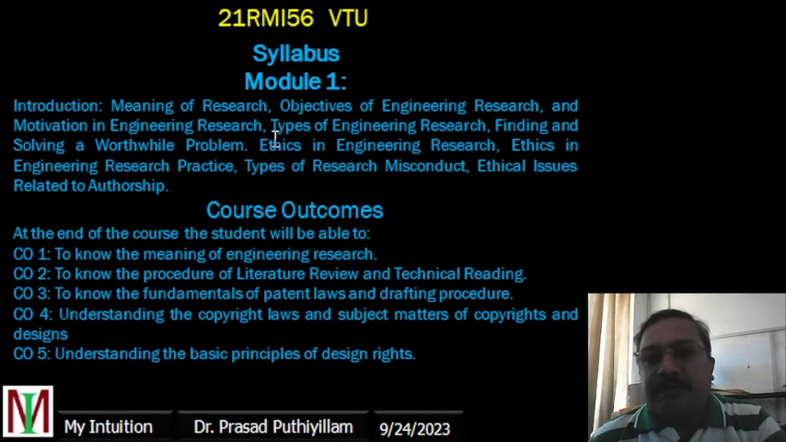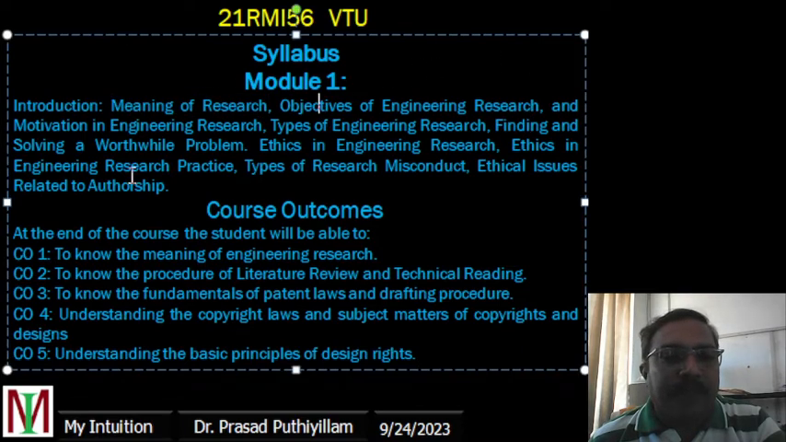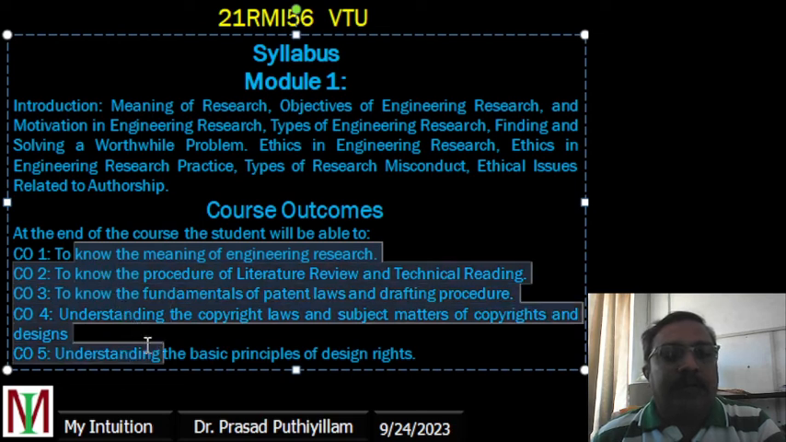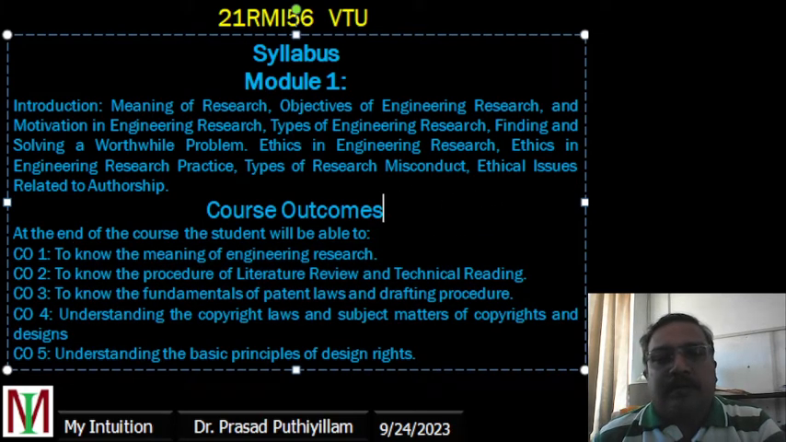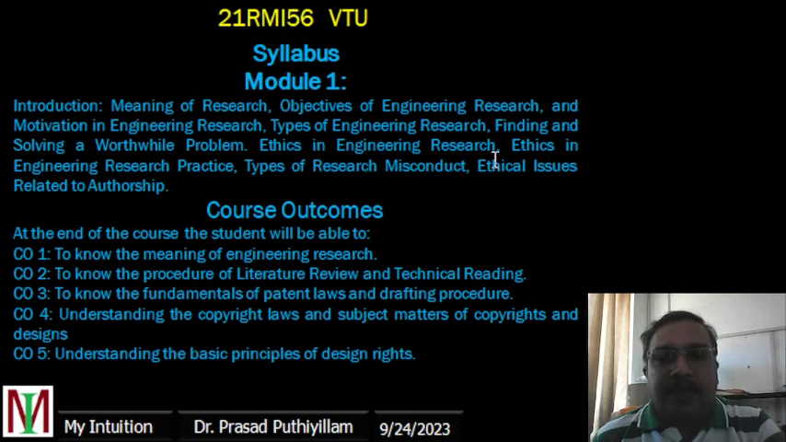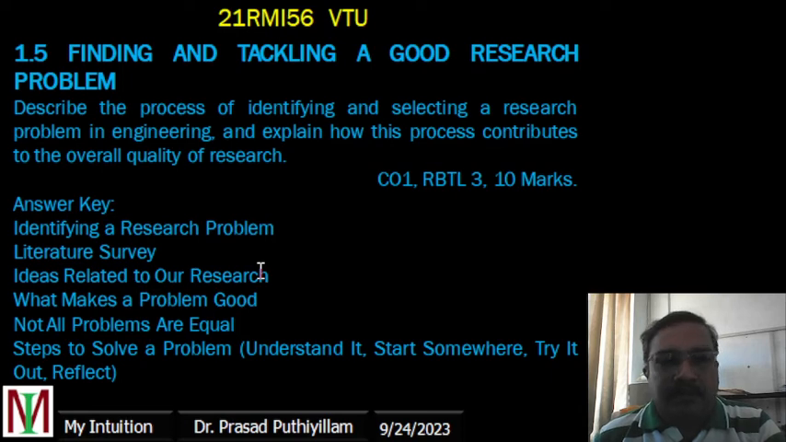This is what I am covering now, module 1. In module 1, I have already covered the meaning of research, objective, motivation in research, and types of engineering research. Now finding and solving a good research problem is the fifth topic I am handling, and these are the course outcomes connected to the different questions. Course outcome 1 says you will know the meaning of engineering research, what it actually is and what things are to be done. Now, finding and tackling a good research problem.